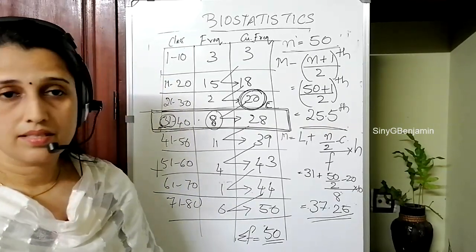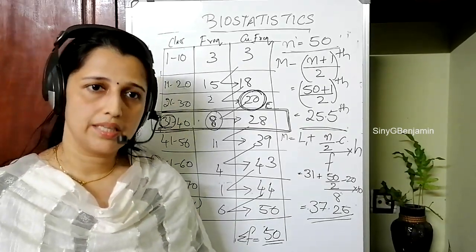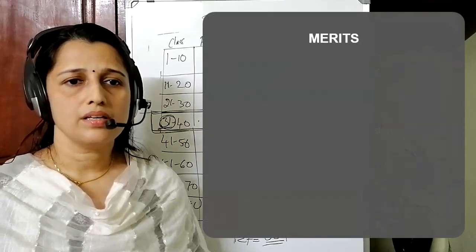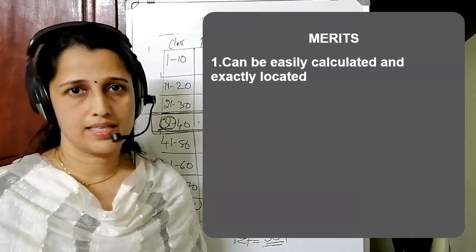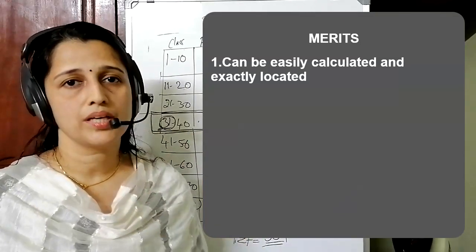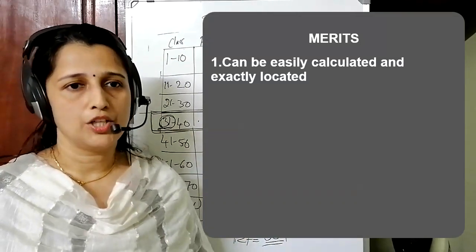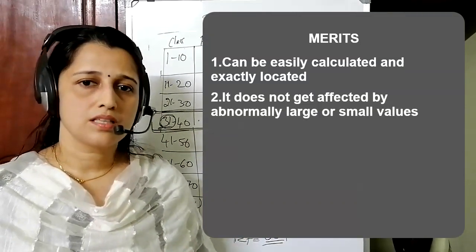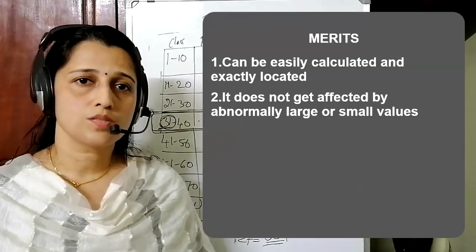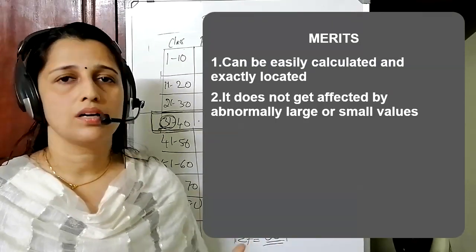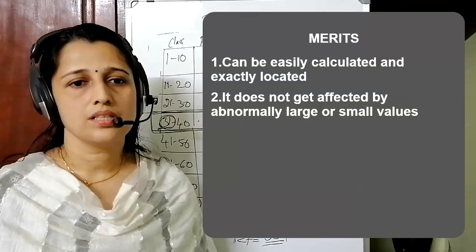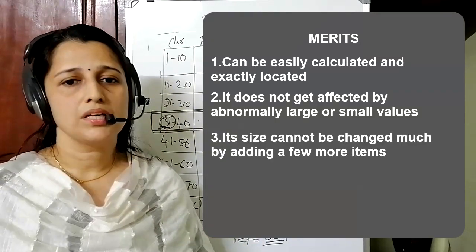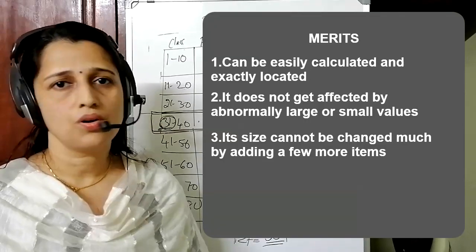Now let's see the merits and demerits of median. Coming to the merits, it can be easily calculated and exactly located. That is important. Exactly we can locate the median value. Then it does not get affected by abnormal large or small values. If any small or large values are added, it does not make much difference in the calculation, and its size cannot be changed by adding a few more items.